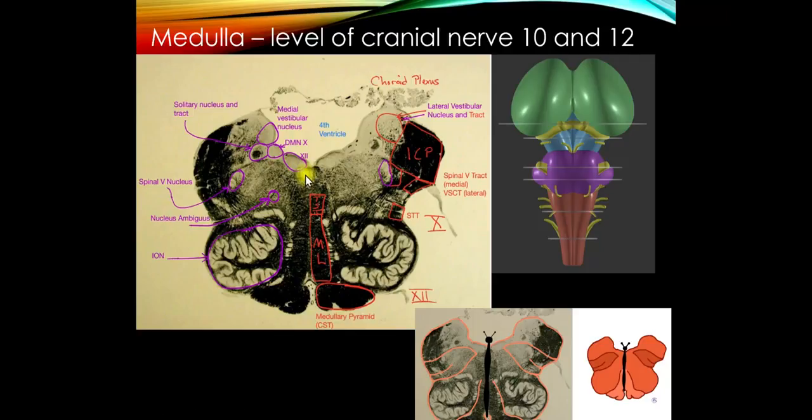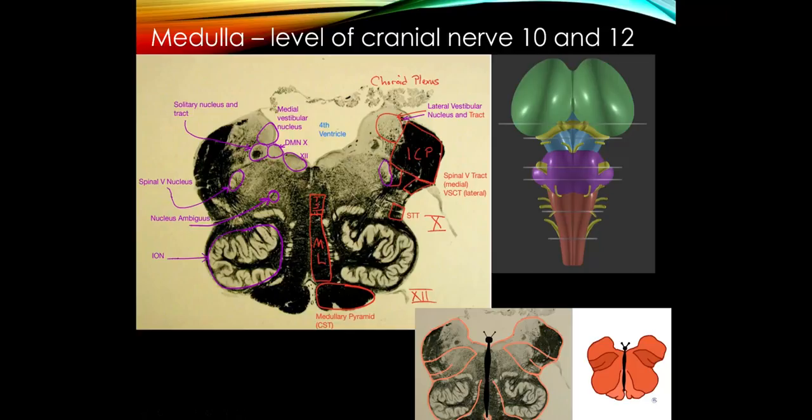Here are still our familiar nuclei we pointed out at every section. We have the hypoglossal nucleus, the dorsal motor nucleus of the vagus, and here is the solitary tract in the center with the solitary nucleus around it. I think I already pointed out the inferior olivary nucleus.